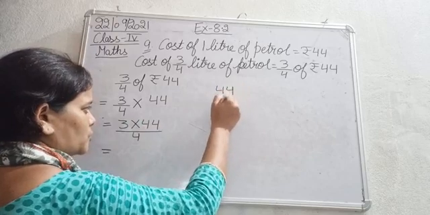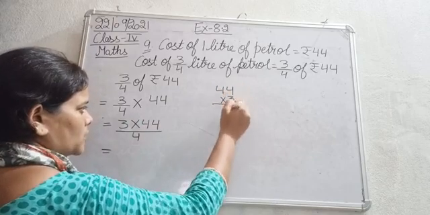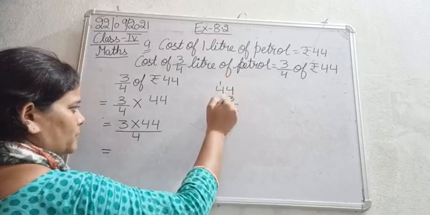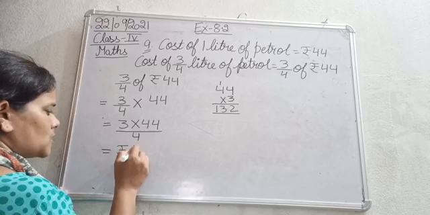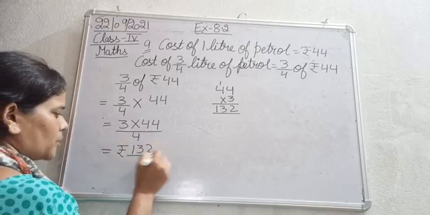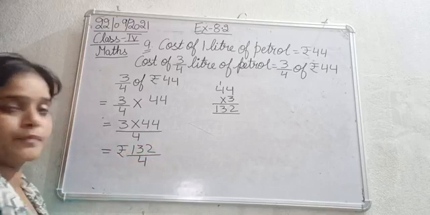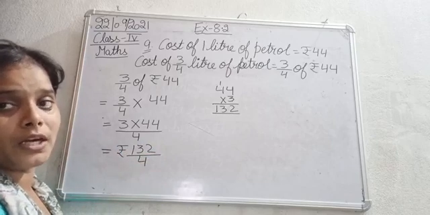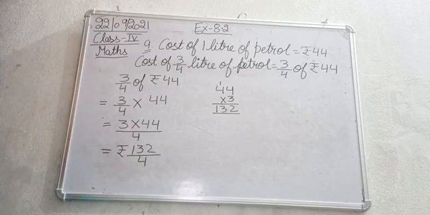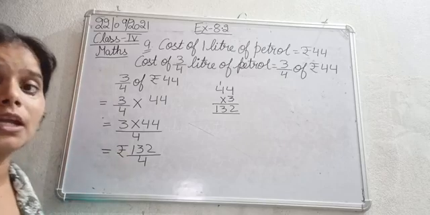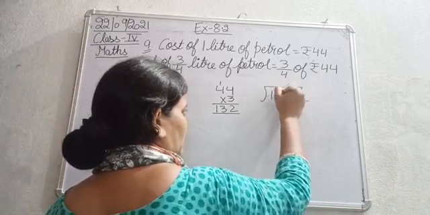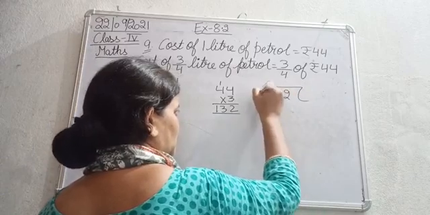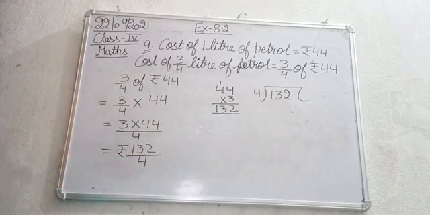So let's multiply 3 with 44. 44 into 3. 3 fours are 12, 3 fours are 12 plus 1, 13. That is 132. That is rupees 132 upon 4. So this is the fraction. Now we have to divide the numerator by the denominator. So we will divide 132 by 4.